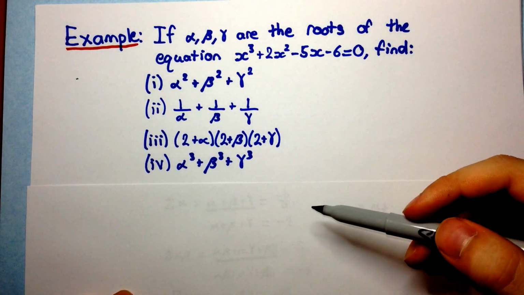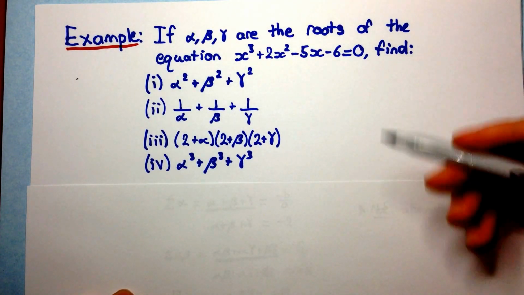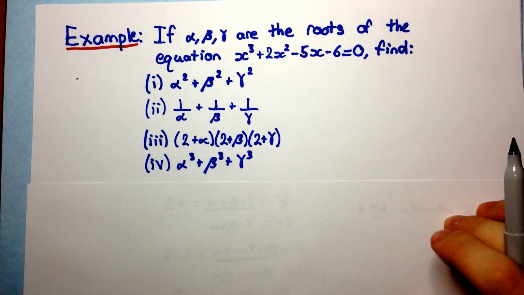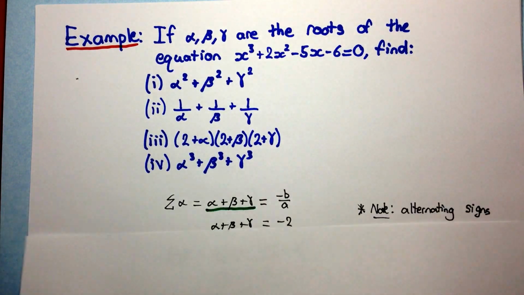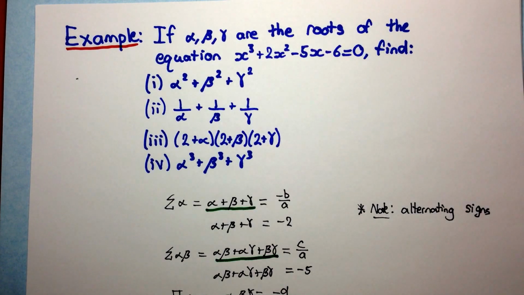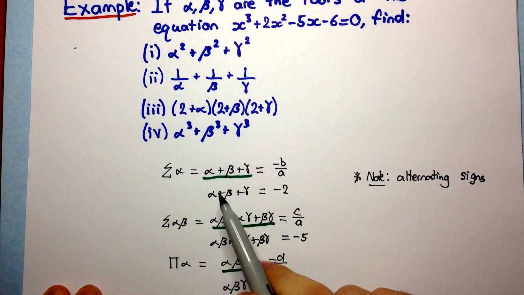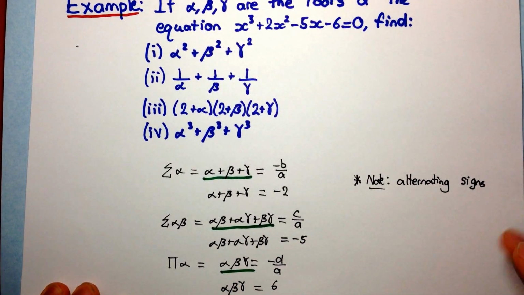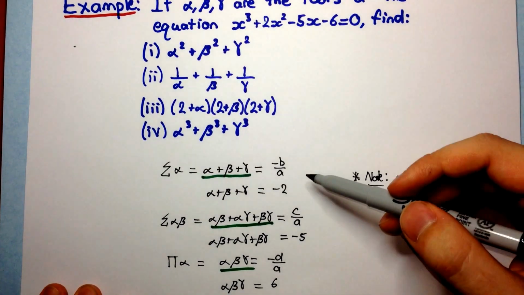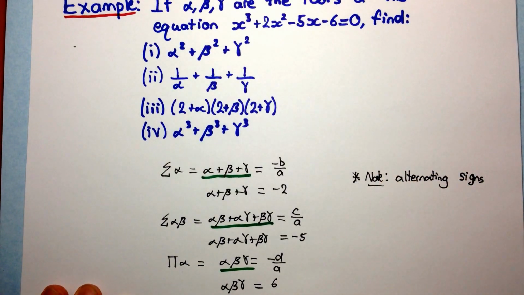Now I've already done the first step of this question, which is just something that you should know from your 3-unit maths. That is finding the value of these three fundamental expressions. So alpha plus beta plus gamma, that's the sum of roots 2 at a time, and the product of roots. And these are the values for them.